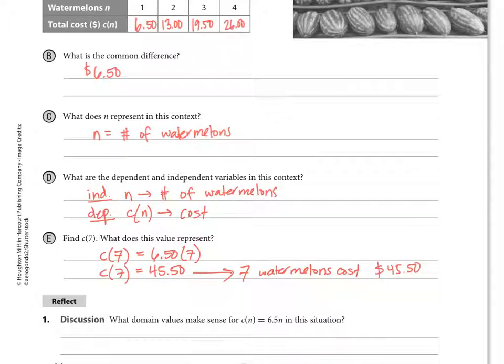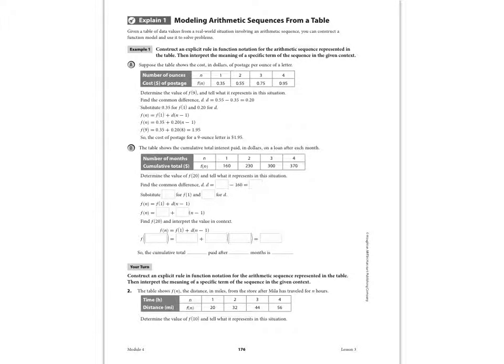Okay, so you'll have to keep in mind that we're working in a real-life situation here. Still be able to find the common difference, identify what your independent, dependent variables are, because that's going to be important in understanding the function, and then be able to interpret certain values of the function, especially using the units, right, from our variables. Okay, let's take a look at some more examples.